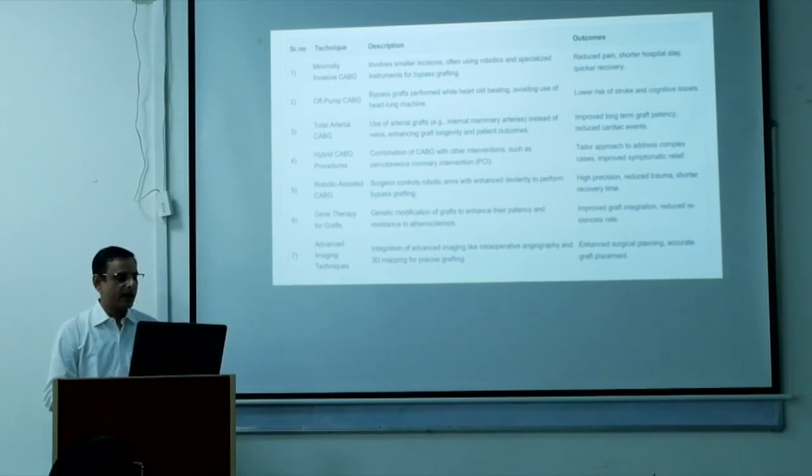And in total arterial hybrid and robotic assisted surgeries, the surgeon controls the robotic arms from somewhere outside and performs the bypass. And for imaging techniques, we have intraoperative angiographic facilities, LED mapping, and Doppler flow of the grafts can be checked. So whatever we have done on the table, we can decide whether we have to revise the graft, or if there is less flow, we can change the graft at the same time.